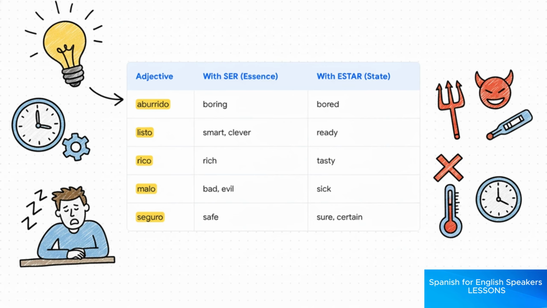Just take the word listo. If you say, él es listo, you're saying he is a smart person. That's his essence, right? But if you say, él está listo, you mean he is ready. That's just his current state. Same word, totally different meanings, you see? Being a bad person isn't the same as being sick, and being a boring person is definitely not the same as just being bored right now.